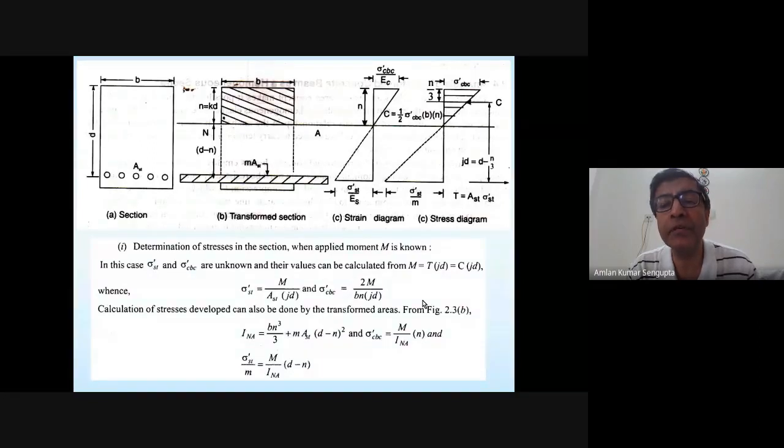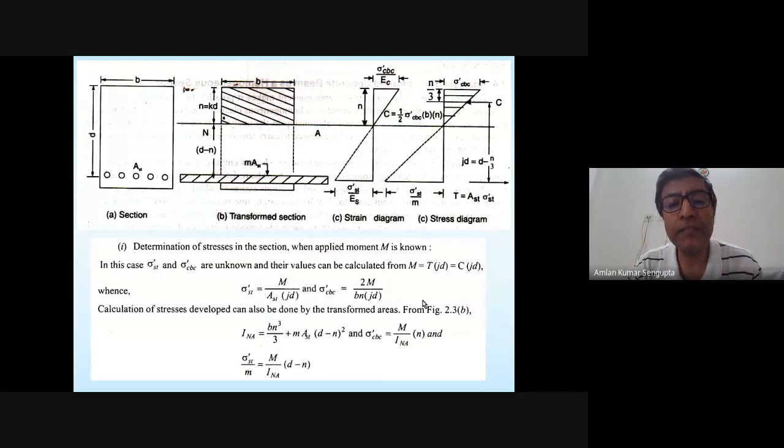This can be proved by the first equilibrium equation, which states compression should be equal to tension. Please check in your mechanics of materials book that the depth of the neutral axis for a linear elastic analysis is the same as the depth of the centroid. This will not be used in the limit states method, which we'll be studying subsequently.